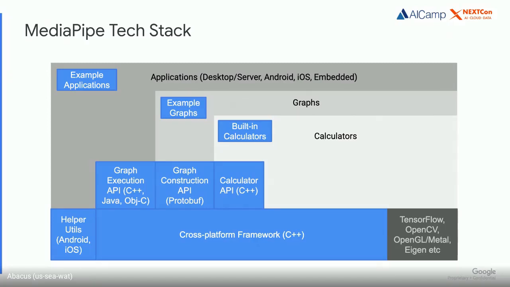And so the blue boxes are all included in the MediaPipe distribution. MediaPipe makes use of TensorFlow, OpenCV, OpenGL and Eigen. Those are some of MediaPipe's dependencies. In addition to the cross-platform C++, there's a limited set of utilities which are platform specific, like utilities for Android and iOS, to help with deploying and debugging MediaPipe on those platforms.